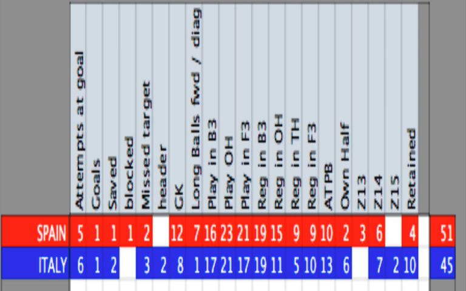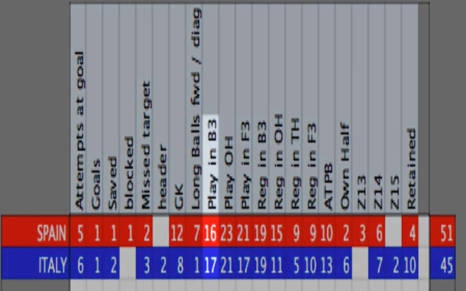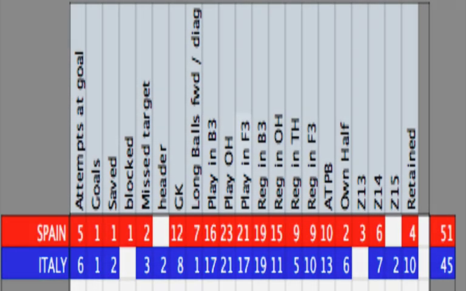But you can see there's similar numbers, and similarly in play in their own half. And what I want to look at here is play in the final third. Now when we actually calculate how many times you have possession and play in the back third and play in the final third, it's greatly reduced.